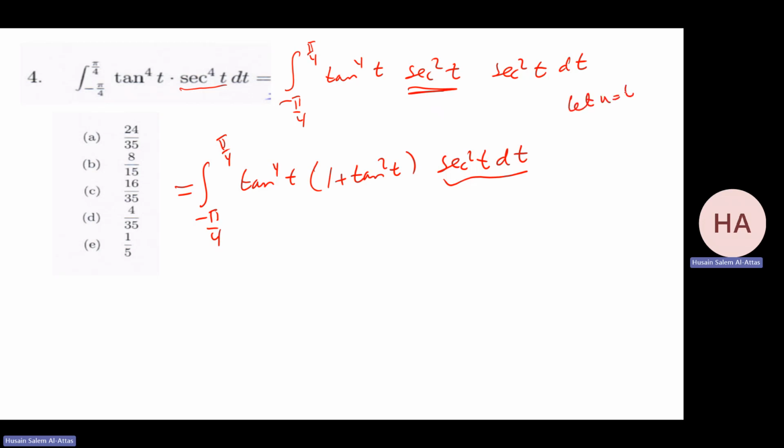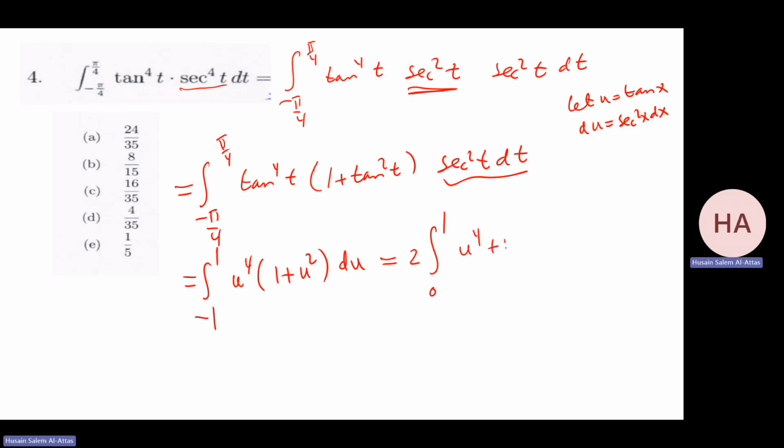I let u equal tan t. du would be secant square t dt. Now I change the integration limits. That would be minus 1 to 1. I have u to the power 4 times 1 plus u square du, which is even. So I can make it 2 times 0 to 1, u to the power 4 plus u to the power 6 du. Don't forget the 2.